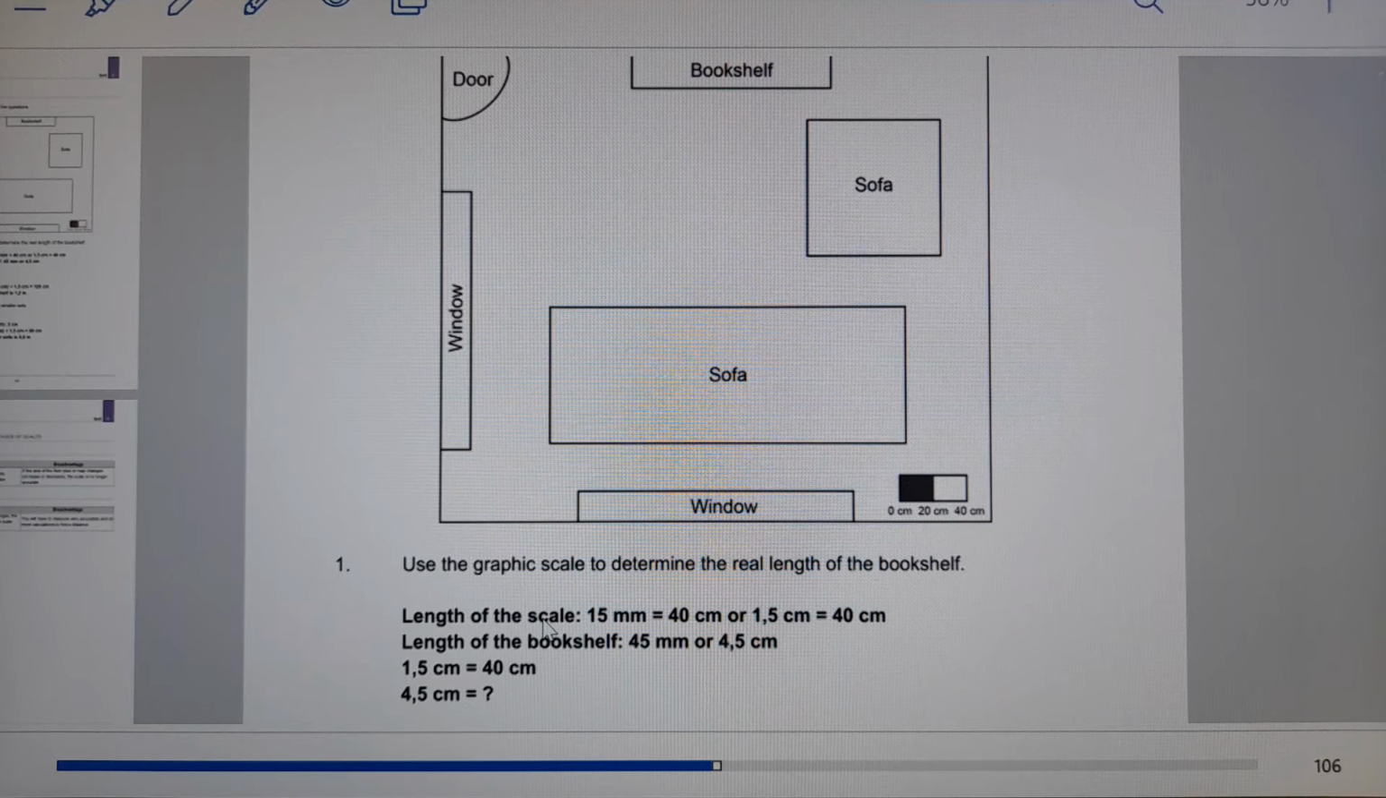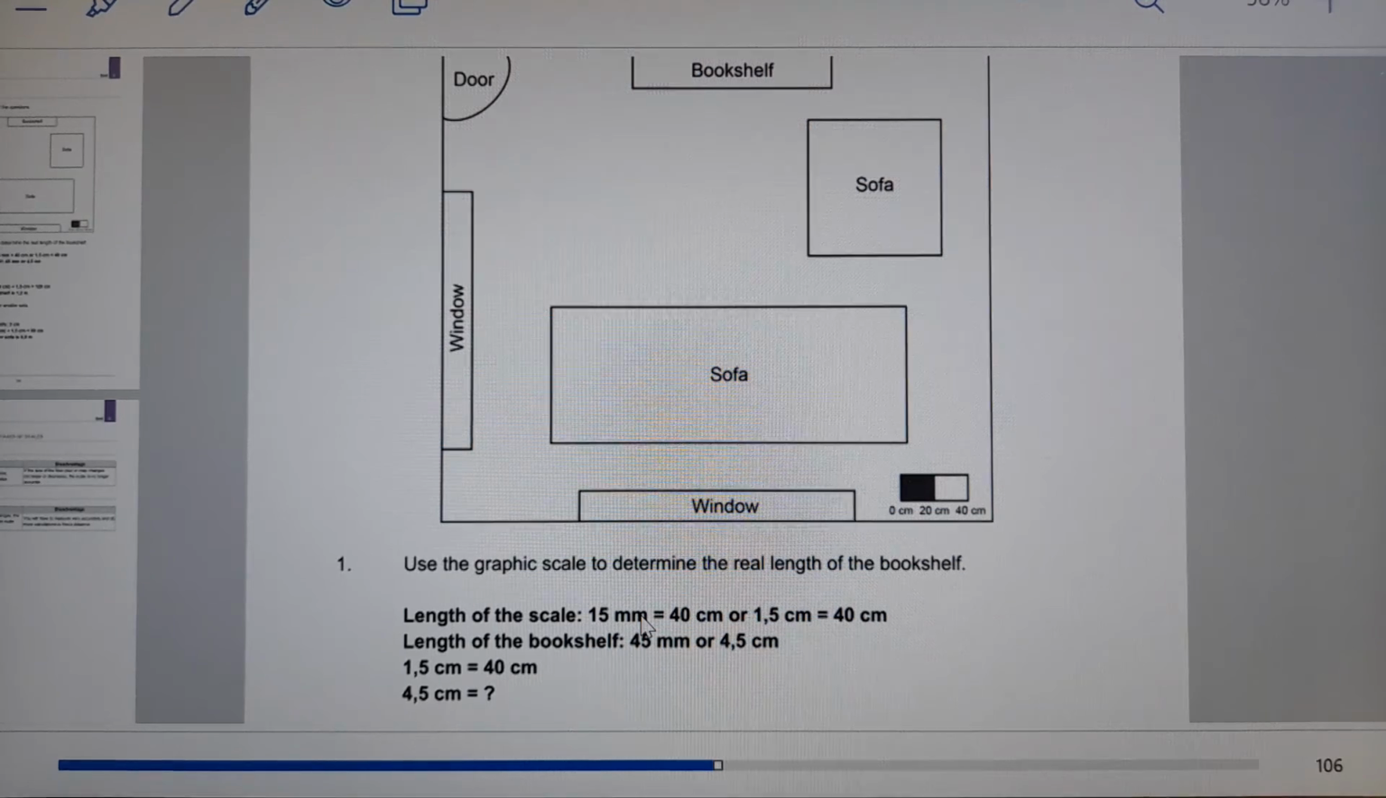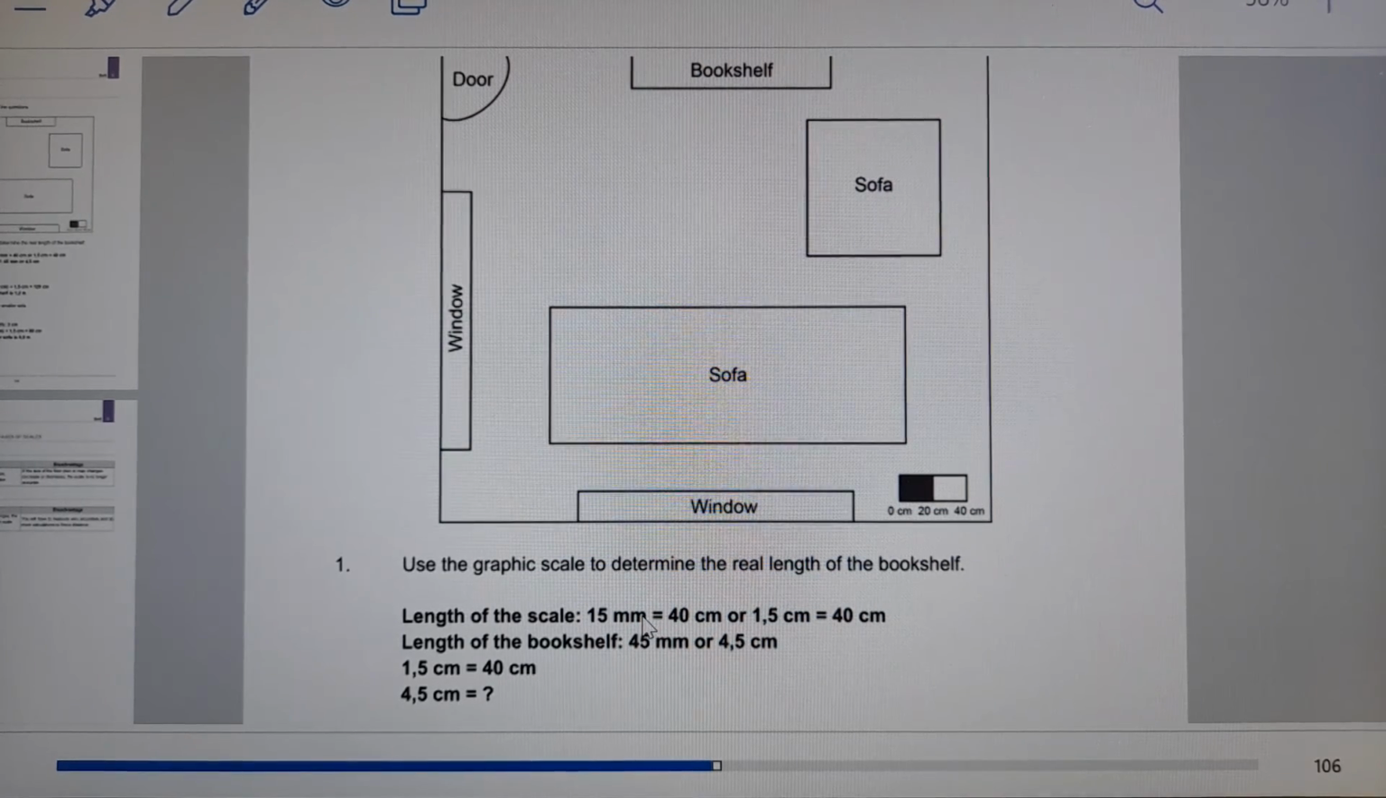So the length of the scale, this will be given to us. However, the units are not the same, so I will convert one of them. I decide to convert this side, then I get 1.5 centimeters. So now the units are the same.